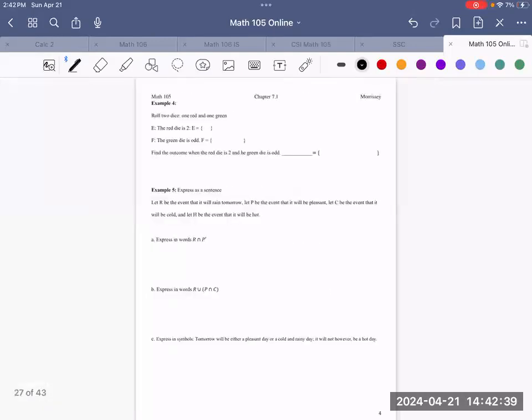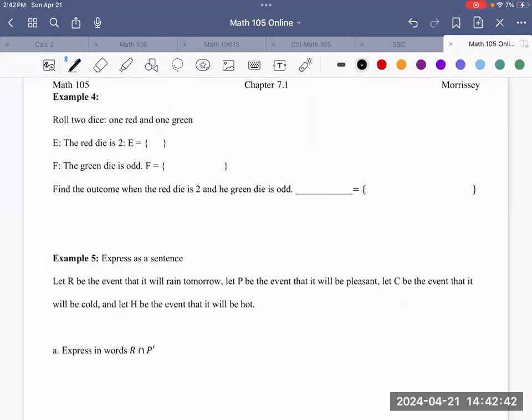So let's have you try the next one on your own. Roll 2 dice. One is red, one is green. So pause the video, see what you can do. It says the red die is 2. The green die is odd. Seems pretty familiar. 1, 3, and 5. Find the outcome when the red is 2 and the green is odd.